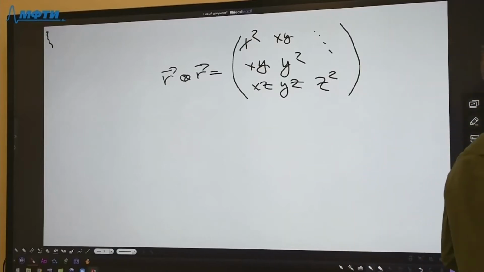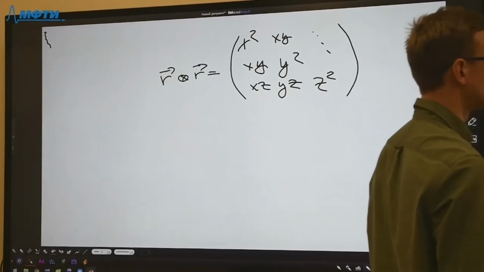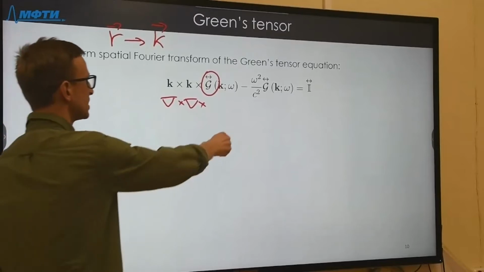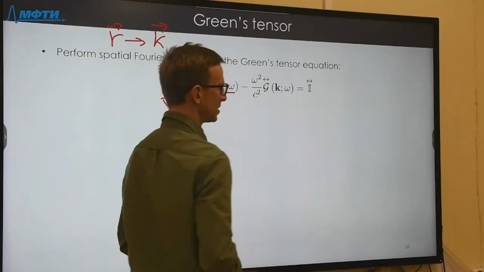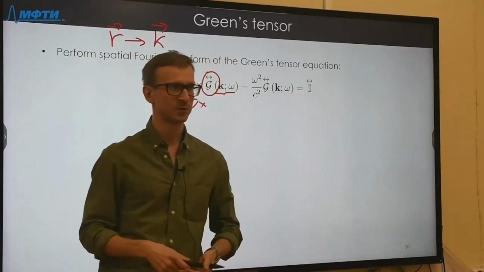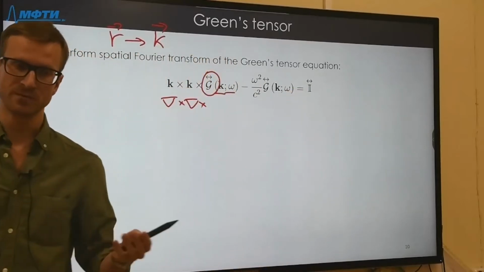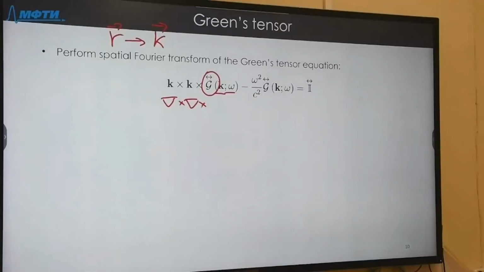So the double curl operator transforms to this, to k times g, where this curly g is the Fourier transform of our Green's tensor, which now depends on frequency and the wave vector, minus this guy equals identity. The identity operator is simply the Fourier transform of our delta function, because the delta function in real space is getting mapped into just a flat function, into unity everywhere. And in the tensorial notation, this is a unity identity operator.